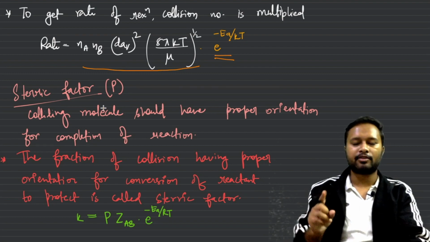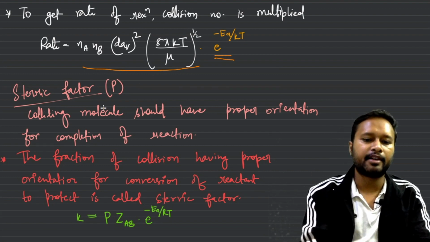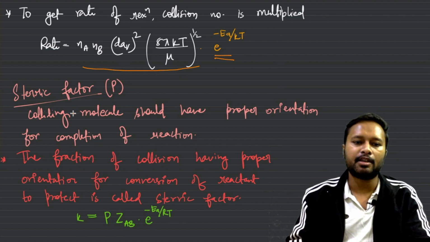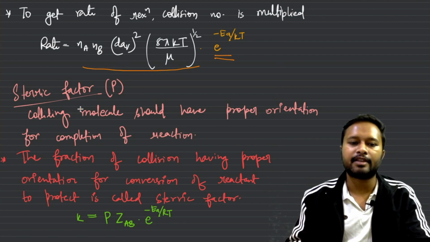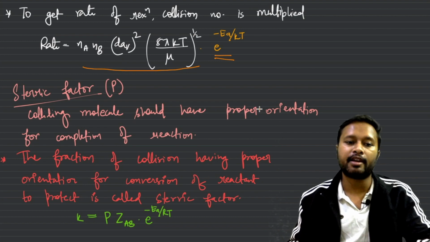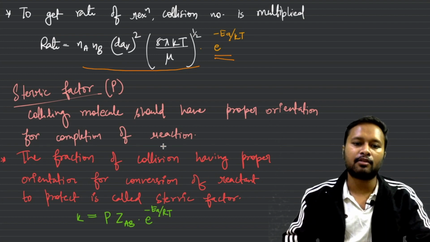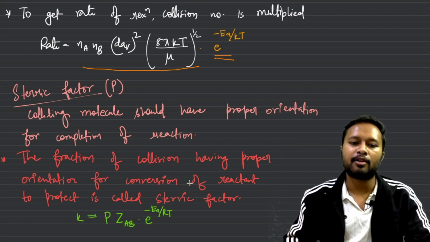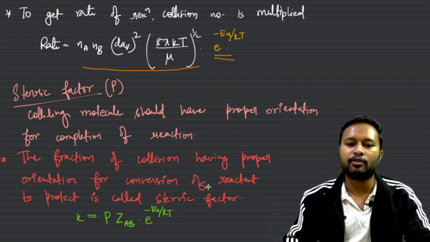There is one more factor which was added later on, which is called the steric factor, denoted by P. Now P is the steric factor which says that colliding molecules should have proper orientation for completion of the reaction. So the fraction of collisions having proper orientation for conversion of reactant to product is called the steric factor.